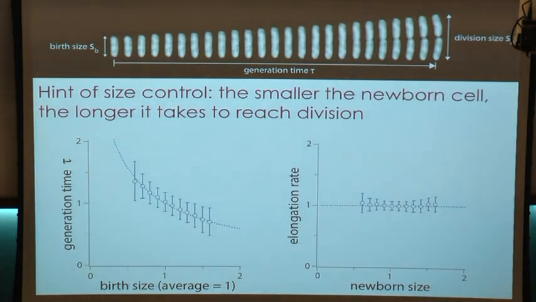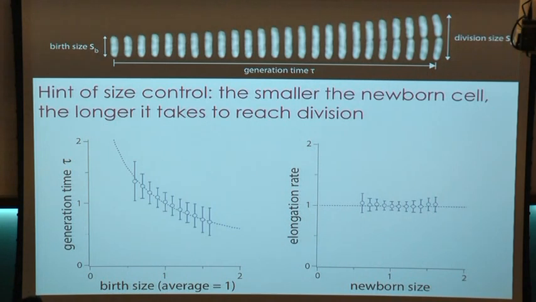Okay. So we can plot one of the correlations, which is just generation time versus birth size. These graphs are normalized such that 1 is the population average. Okay? And due to stochasticity, some cells are born smaller than the population average, and some cells are born larger than the population average. If you follow individual cells like this, you measure their length at birth and measure how much time it spends to reach division, and you plot them, and you see this negative correlation.